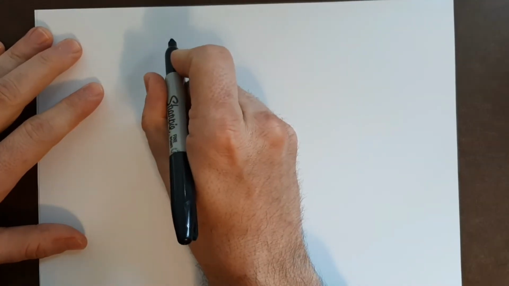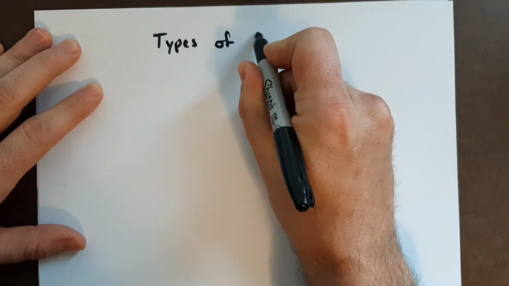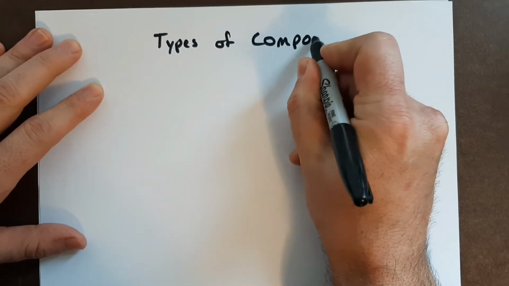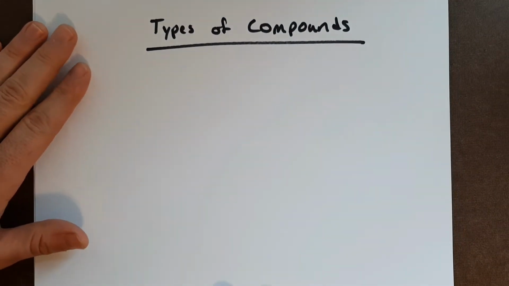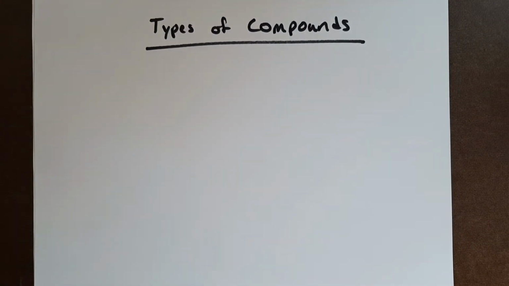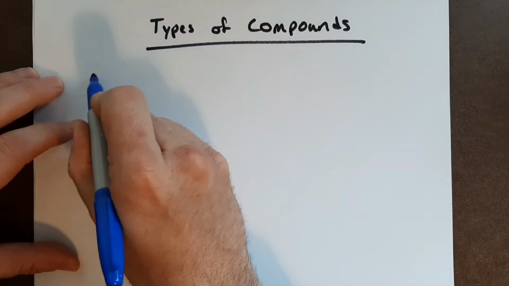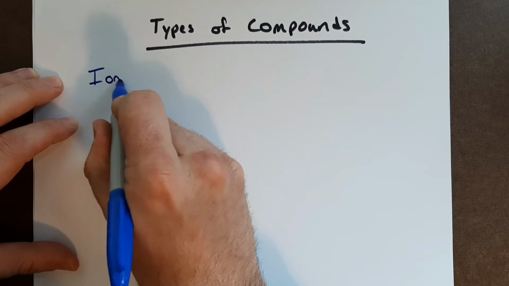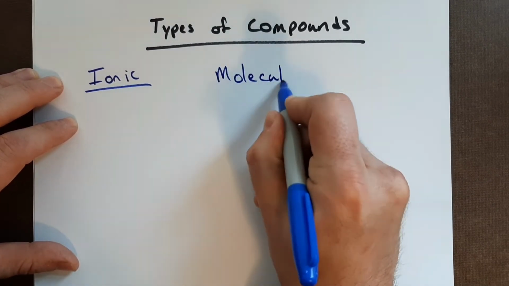So the first complication in naming chemical compounds is that different types of compounds have different names. So we're going to look at 3 types of compounds. And then we'll learn a different naming scheme, a different process for naming each different type of compound. So we'll look at 3 different types. The types that we've seen previously are ionic compounds and molecular compounds.